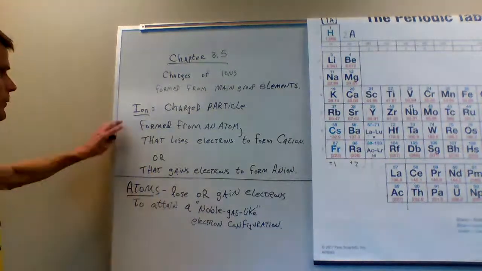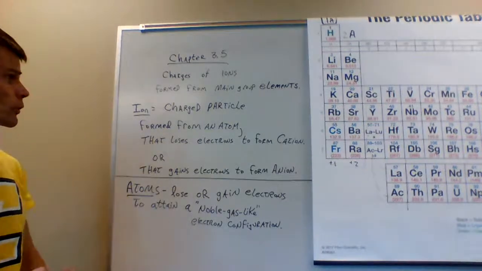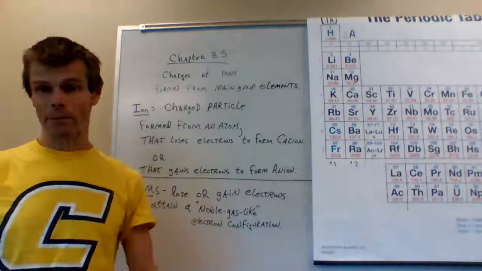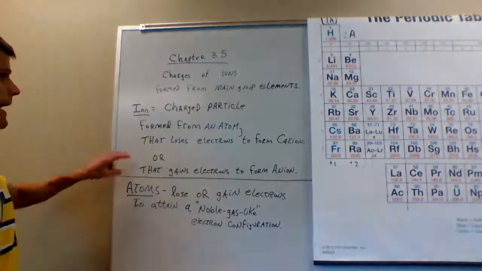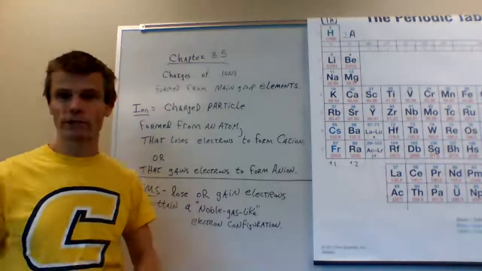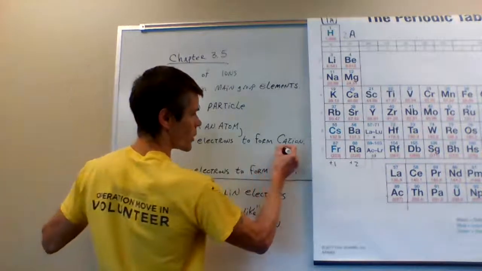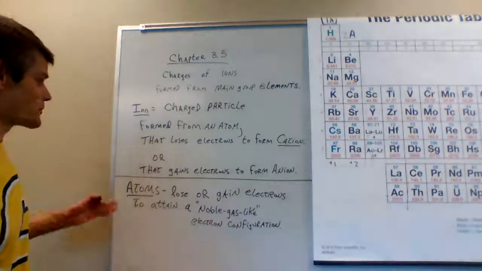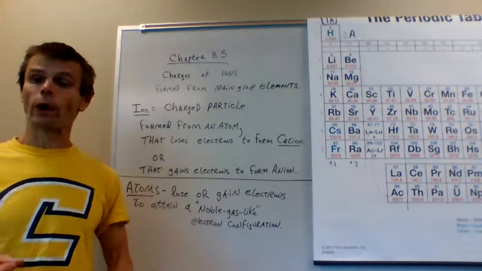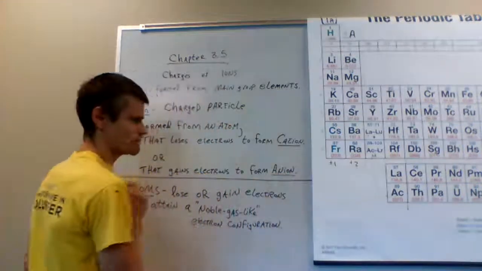And so just as a reminder or review, an ion is a charged particle that's formed from an atom. And we have two types of charged particles. We have atoms that can lose electrons to form positively charged particles that we call cations. Or we also have atoms that gain electrons to form negatively charged particles called anions.